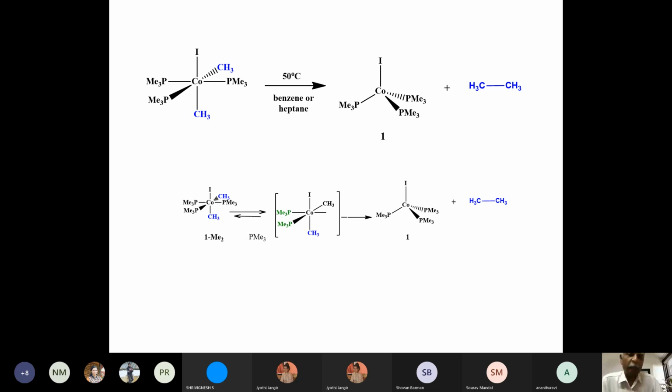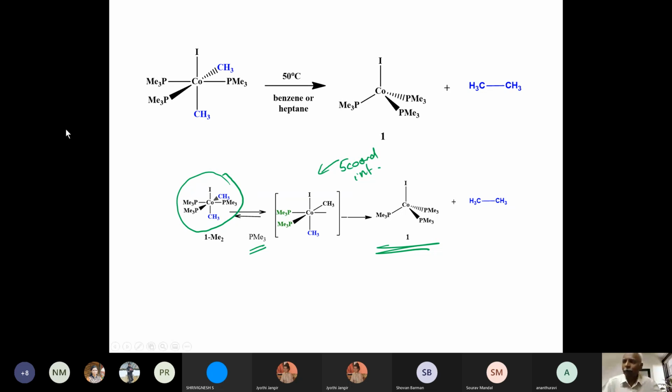One important question that you have to answer is: is the reductive elimination happening from this complex directly, or is it undergoing dissociation of one of the ligands to form a 5-coordinate intermediate, which then eliminates ethane? So this might seem to be a strange question.